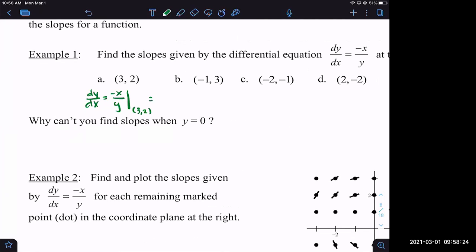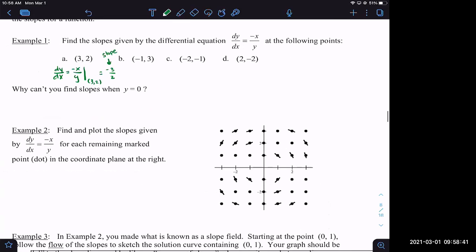Again, that vertical bar just means I'm evaluating. That means I'm plugging in 3 for x and 2 for y. If I plug in 3 for x and 2 for y, I get negative 3 halves. This is the slope. That's what dy dx equals, right? So that's the slope at that point. If we look at this grid, if I go over 3 and up 2, there's the point 3, 2. Here's this tick mark. The slope of that line is negative 3 halves. It's negative 1.5.